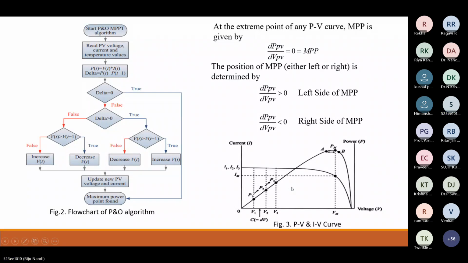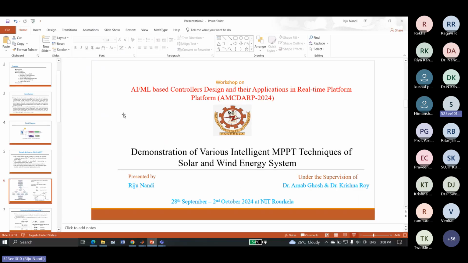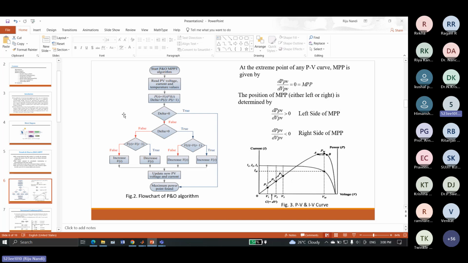So now I'll go for the hardware section. For Perturb and Observe, I'll go for hardware now. Then I'll also come to PSO and fuzzy. For these three parts, P&O, fuzzy and PSO, I'll go for the hardware part.